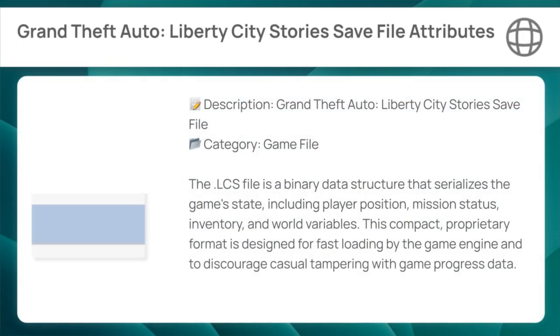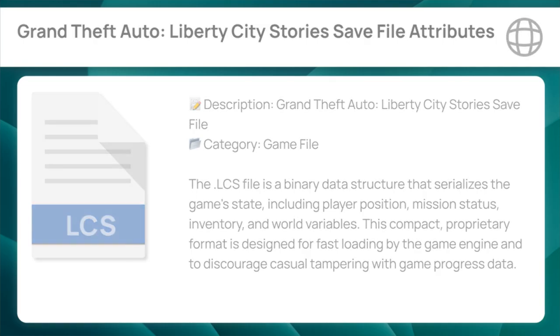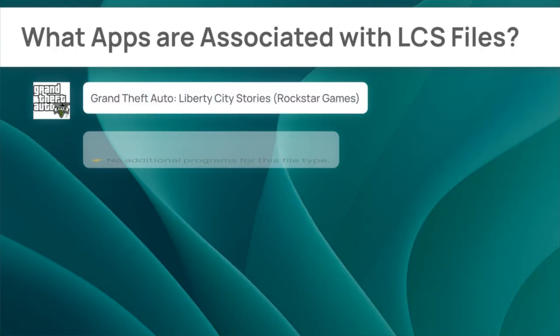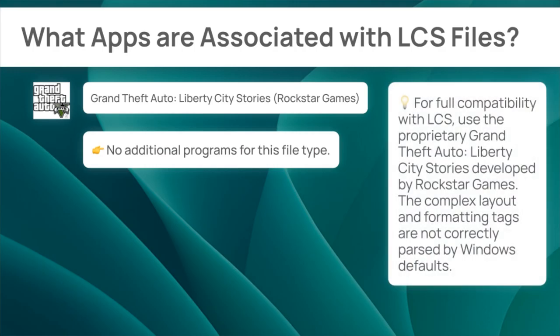The LCS file is a binary data structure that serializes the game state, including player position, mission status, inventory, and world variables. This compact proprietary format is designed for fast loading by the game engine and to discourage casual tampering with game progress data. The initial software setup links the LCS file directly to Grand Theft Auto, Liberty City Stories by Rockstar Games. Windows only supports view-only mode, necessitating dedicated editing software for changes. Windows offers minimal insight, so reading or editing these files requires engine-aware tools.